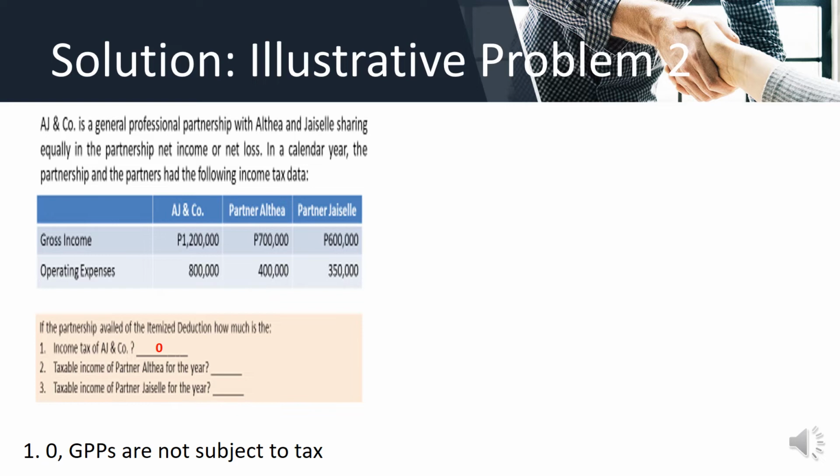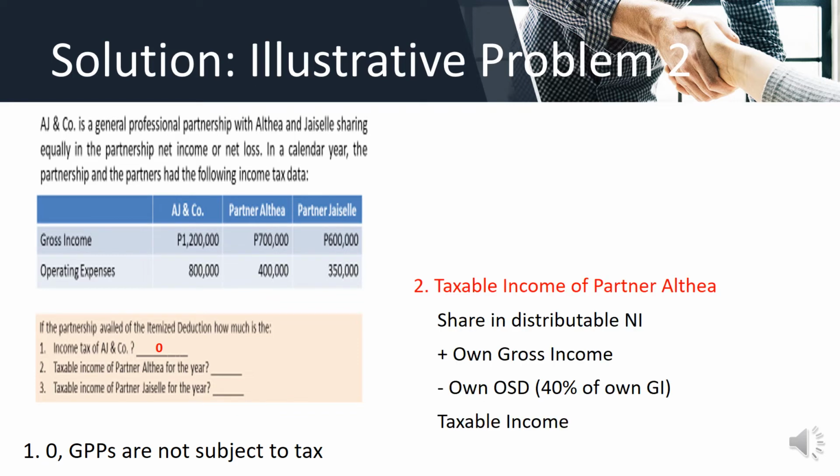Now next is the taxable income of partner Althea and partner JCell. So again, formula: share in distributable net income plus own gross income minus, now this time since ang pinili ng partnership ay itemized deduction, automatic ang partners ay mag-OSD or optional standard deduction, which is equivalent to 40% of their own gross income. So, share in distributable net income plus own gross income minus own OSD to arrive at the taxable income. So, again, let's compute first yung share in distributable net income.